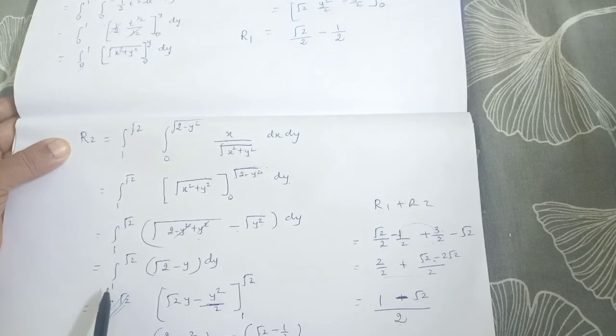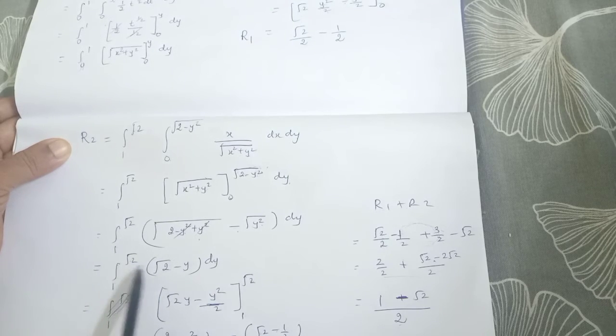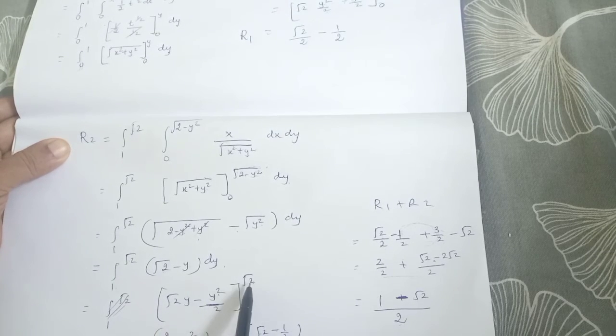Integral 1 to root 2 with respect to y. Now we integrate with respect to y. Root 2 y, y dy is y square by 2. Limit 1 to root 2. Y is equal to root 2.